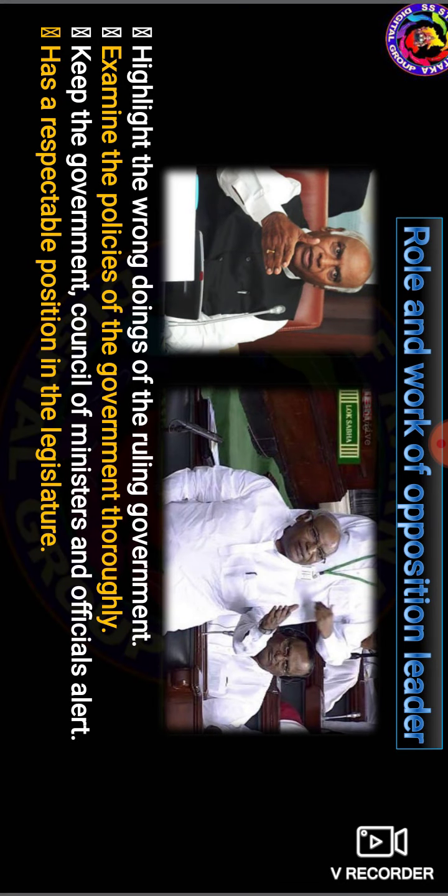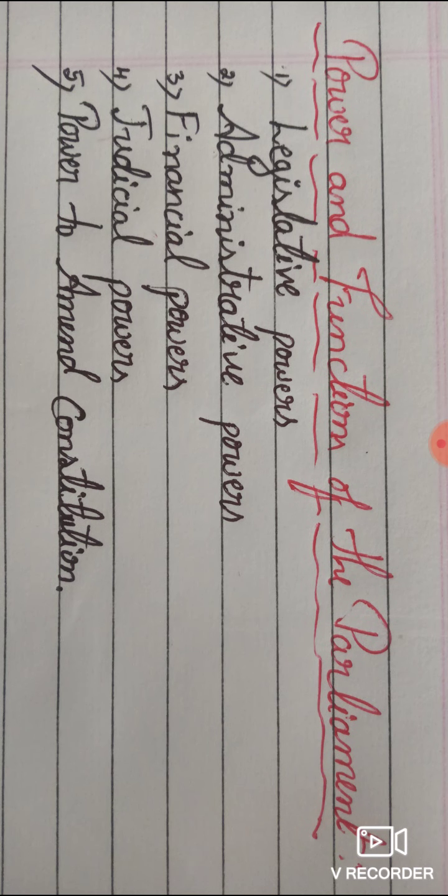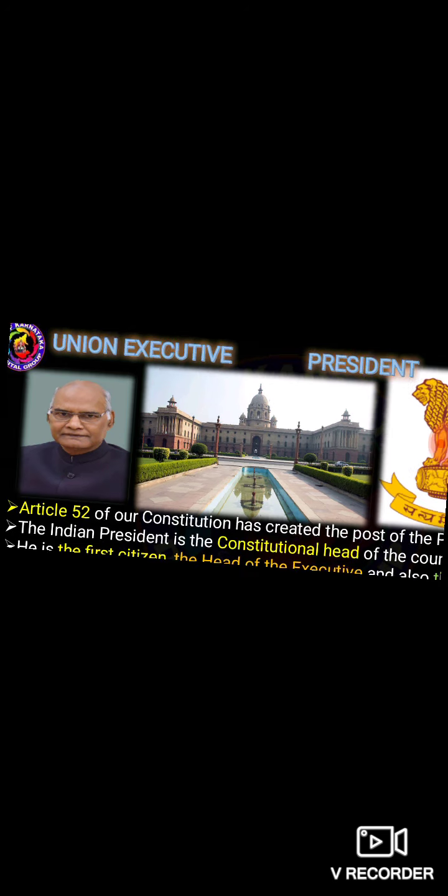And then what was the role of the opposition leaders in Parliament? This is also finished. And then the powers and functions of Parliament. Look at these five points, which we studied in our previous class also.